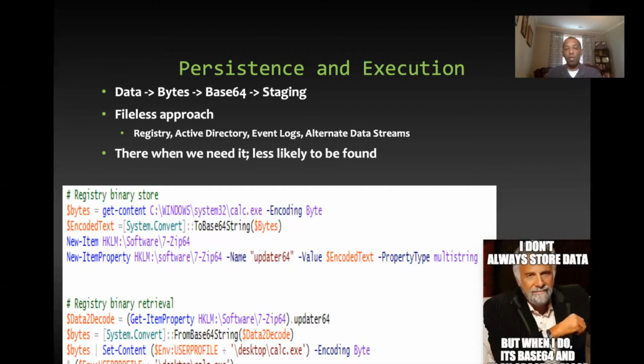Now, for me to get that data back and actually execute it, well, I'd reverse the process. So I'd call upon the base 64, convert it back to bytes, convert it to my actual binary, and then I would execute it.